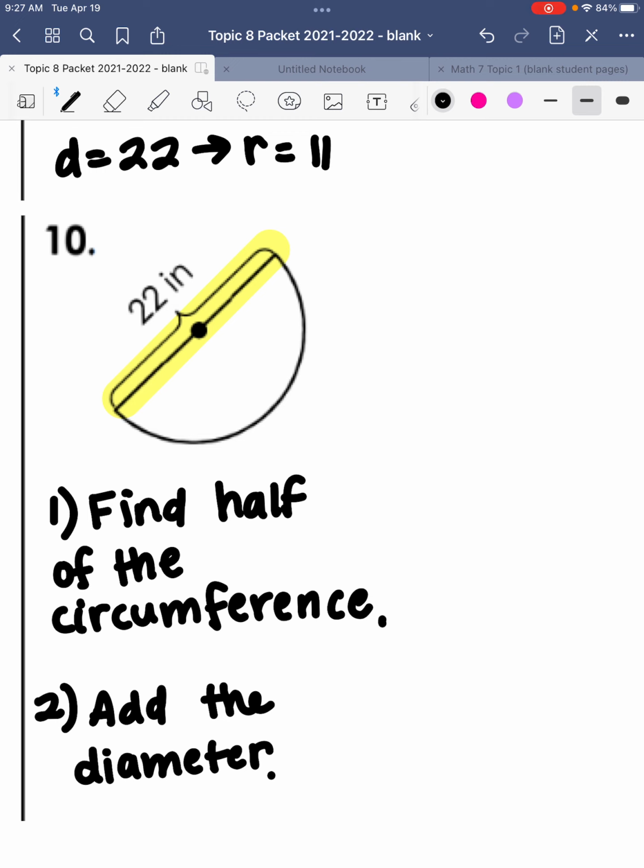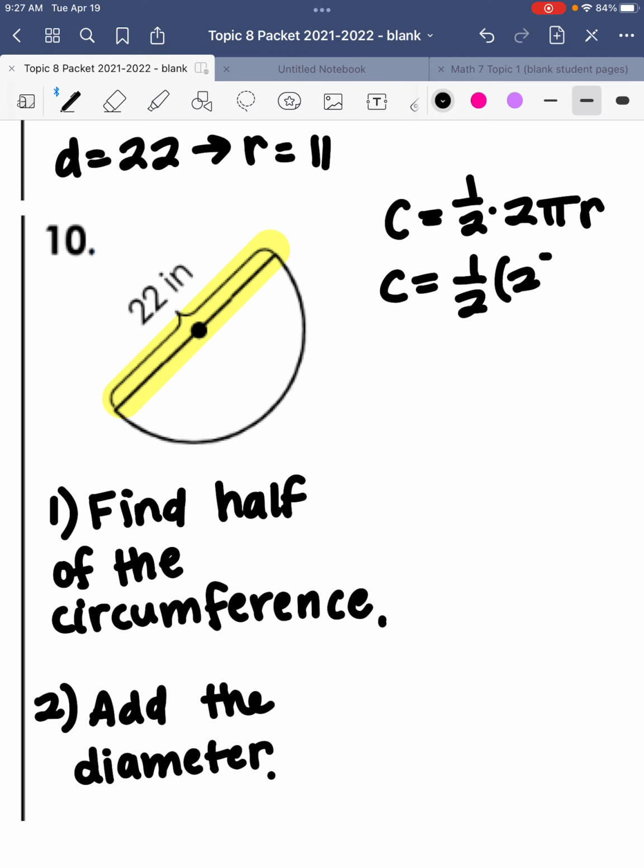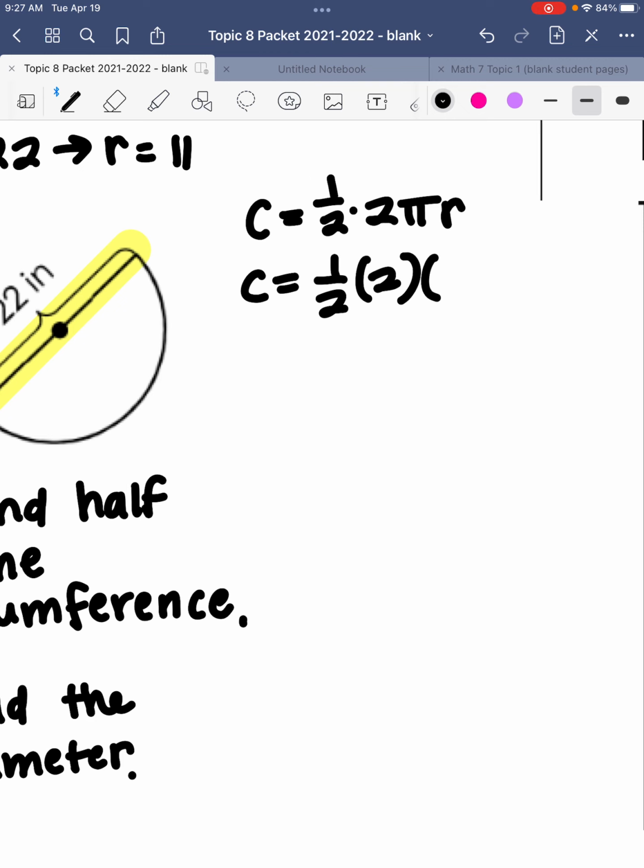That's going to help me when I find my circumference. So remember, circumference is 2 times pi times the radius, right? But I'm going to multiply that times 1/2. So 1/2 times 2 times pi times the radius, right? So let's plug some things in. C equals 1/2 times 2 times 3.14 for pi times the radius of 11.